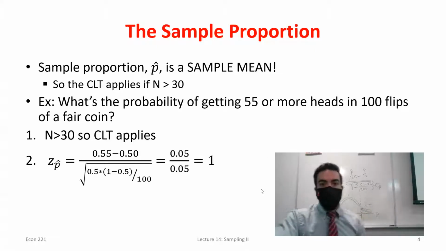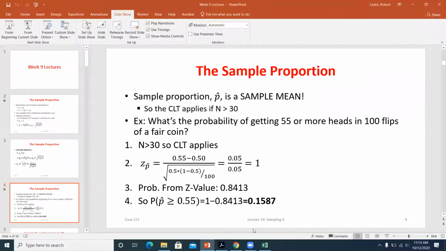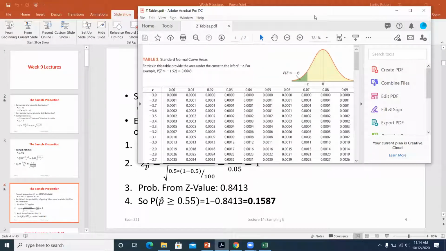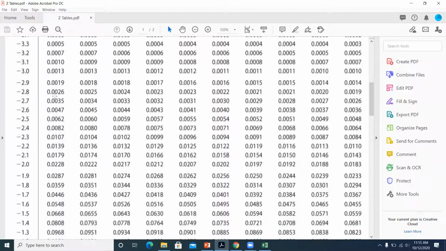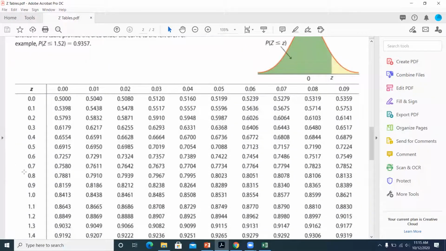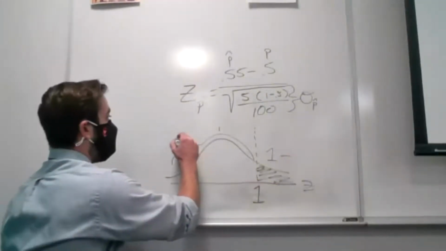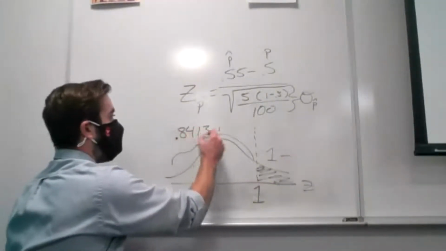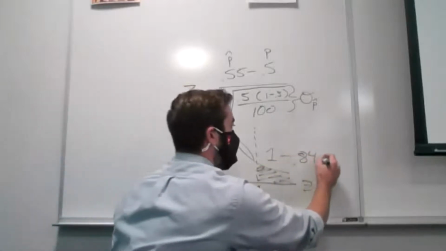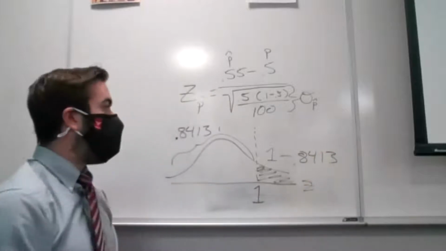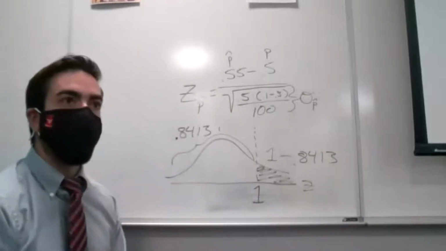So I'm going to look that up in the table, the standard normal distribution, or the z-tables. I had a z-score of 1, so scroll down here, 1.00, 0.8413. The area to the left here is 0.8413. I wanted the area to the right, so I subtract that from 1. I get about 0.1587.